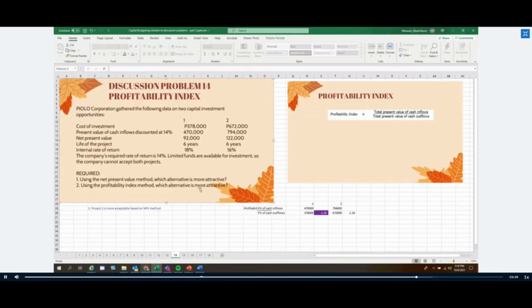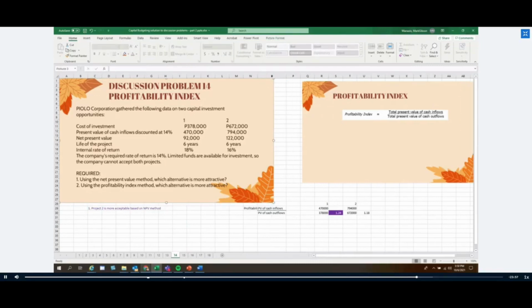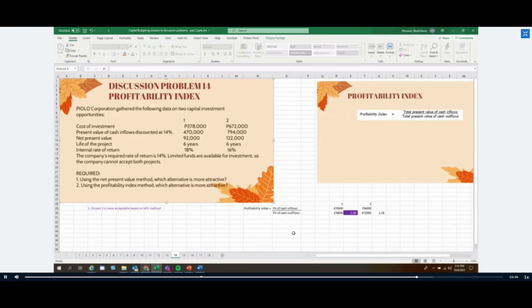Now, paano ngayon pag yung sa requirement number 2? Requirement number 2 is profitability index. Sabi dyan, present value of cash inflows. So given naman, so 470 and 794. And then present value of cash outflows or the cost of investment. So that's 378,000 for project 1 and then 672,000 for project 2. Class given yan ha, huwag palilito.